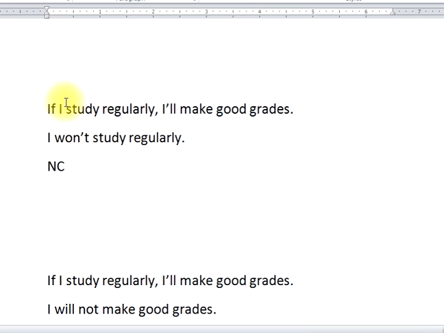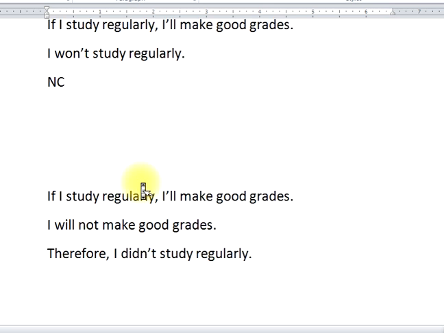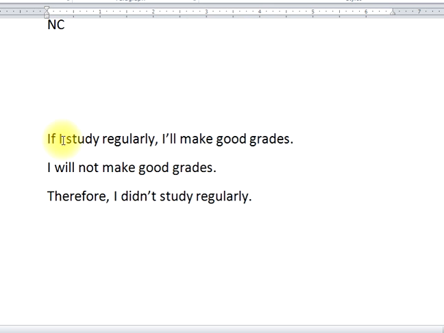Listen, the only way you get conclusions is if you have a major premise with an antecedent and a consequent. The only way you get it is if you affirm the antecedent in your minor premise. Then the conclusion has to be an affirmation of the consequent. Or if you take your major premise and you deny the consequent in your minor premise, then your conclusion has to be like this one. See, I have if A, then B, and here I went not B. Well, then the conclusion has to be not A.